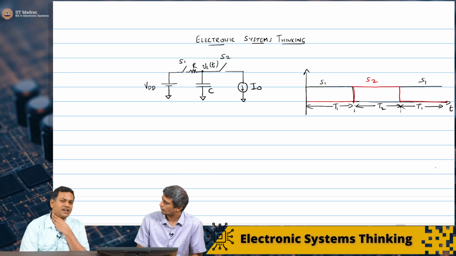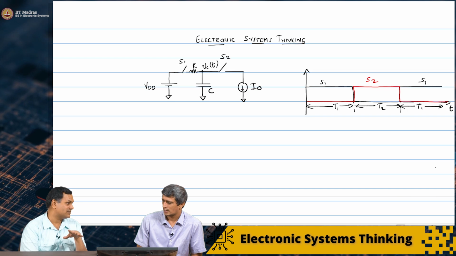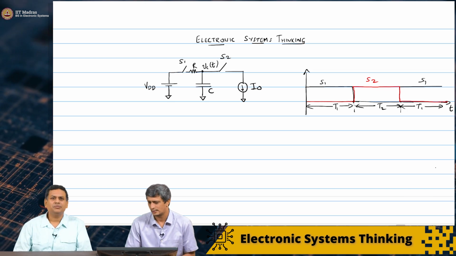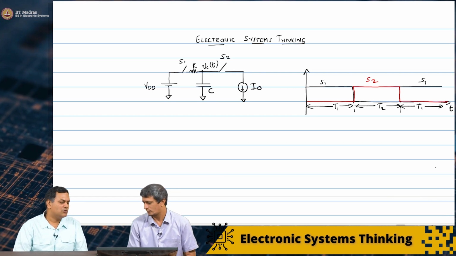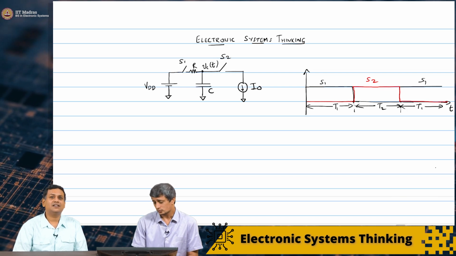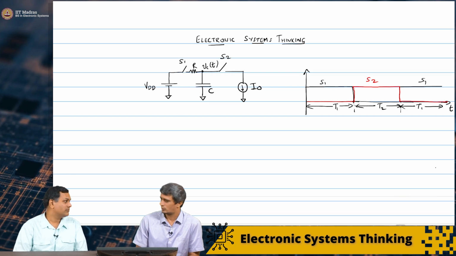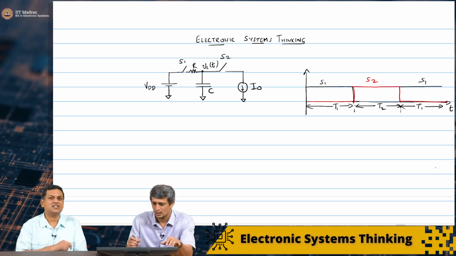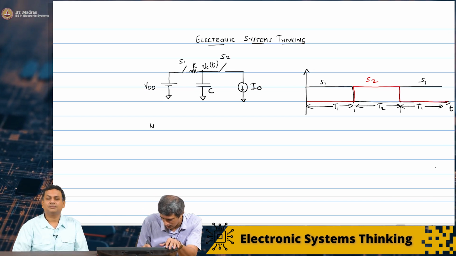So if T1 is very large, I first need to know the initial voltage across the capacitor. Initially it was discharged. So first S1 is closing, and S2 is open, so I don't need to worry about the current source. Then the capacitor will charge exponentially to VDD, through switch S1 and the resistor.